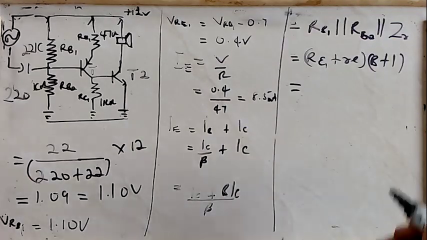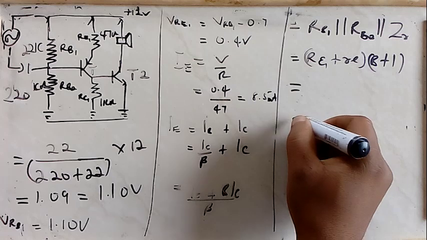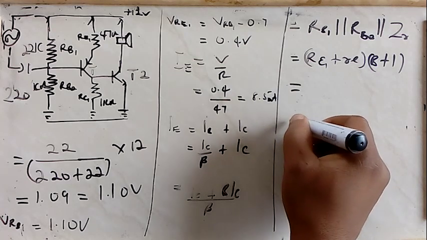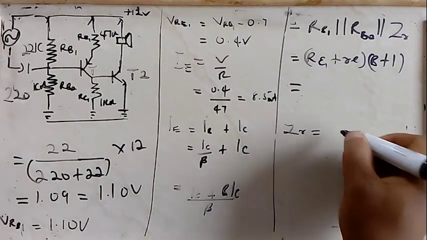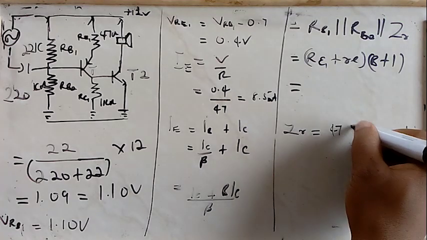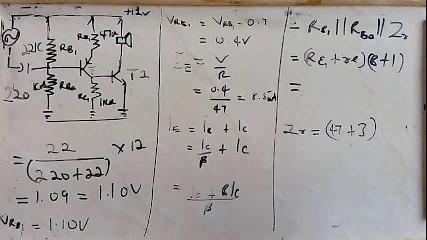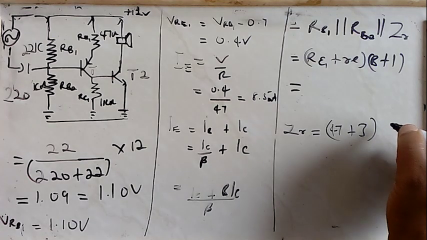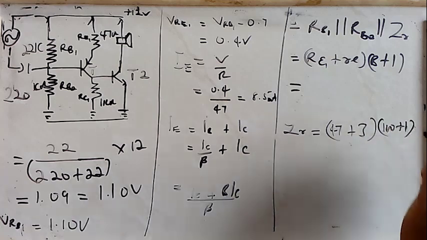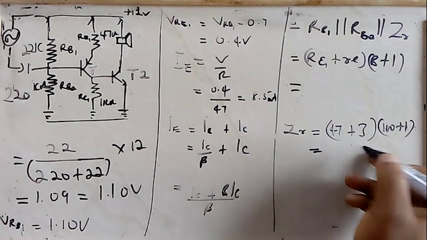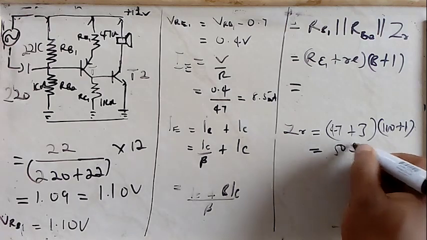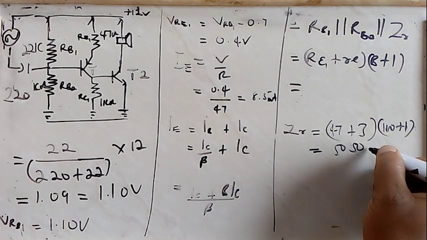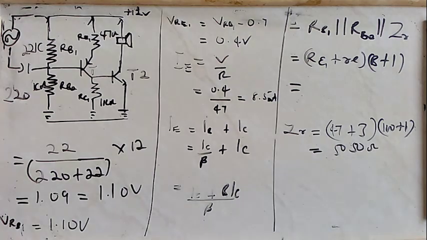If that is our RE, then it means our ZR will be equal to 47 plus 3, all multiplied by, we assume a beta of 100, remember? 100 plus 1. This will be 5,050 ohms. So you do the math, it should be 5,050 ohms, right?